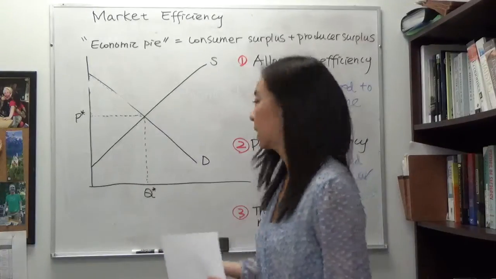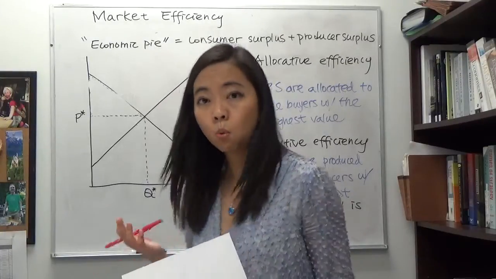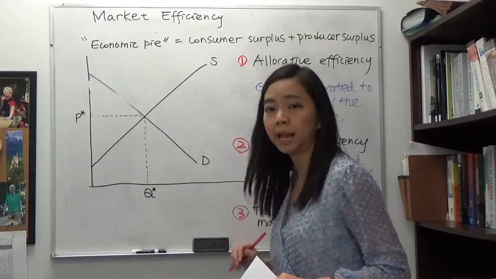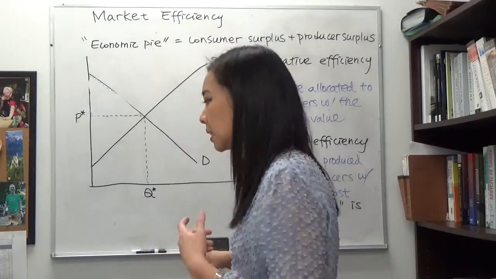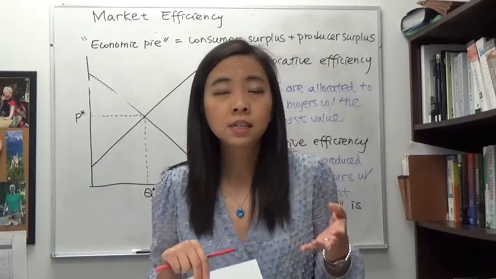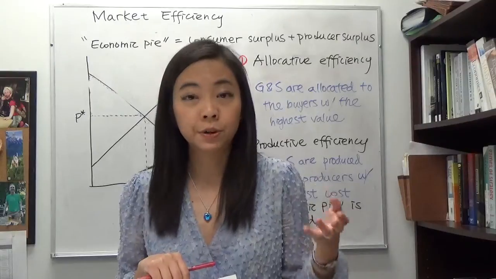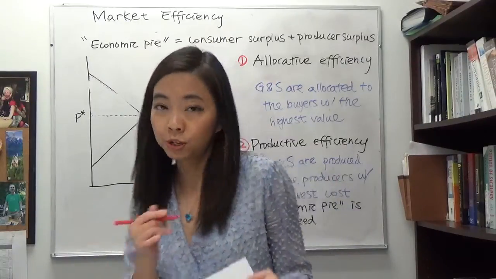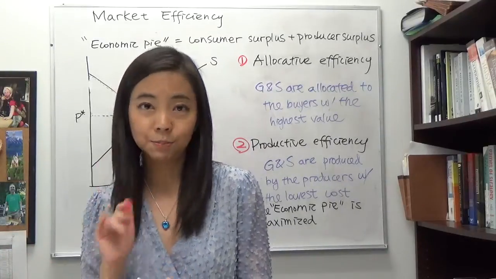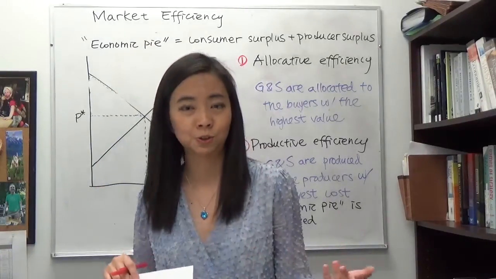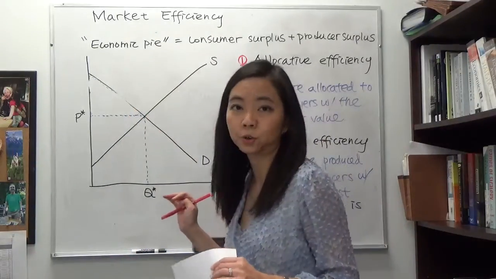So the first one is allocative efficiency. Why do we want allocative efficiency? Why do we want goods and services to be allocated to the consumers with the highest value? Here's a reason. If you have a burger, you want someone who is very hungry to obtain the burger, and the hungry person will appreciate the burger very much. Contrast that to giving the burger to someone who just finished his or her lunch. That second person is not going to appreciate the burger as much as the first, very hungry person. Therefore, allocative efficiency is a good thing.